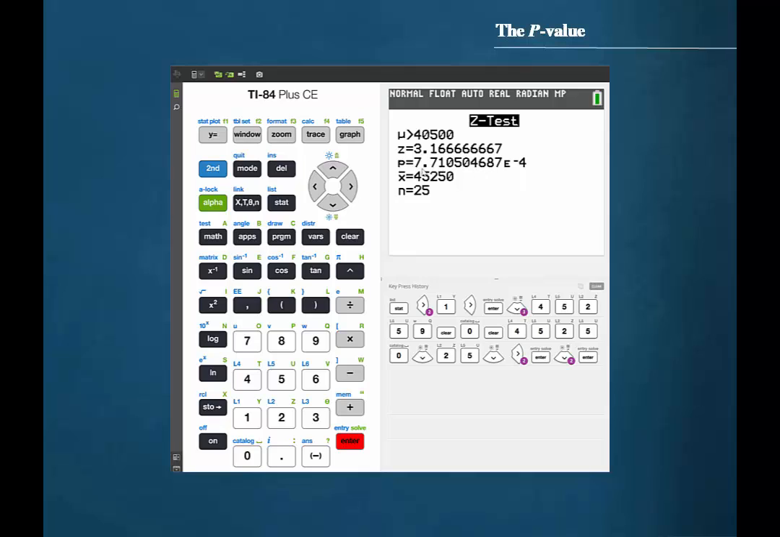So what this is, is 7.71 times 10 to the negative 4th power. This means that we should move the decimal 4 places to the left. Rounding the result to 4 decimal places, we wind up with a p-value of 0.0008. Note also that the z-test value is 3.17.